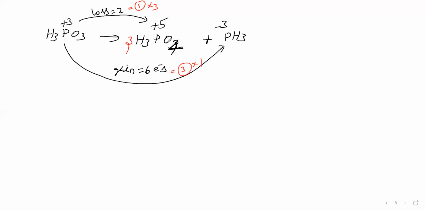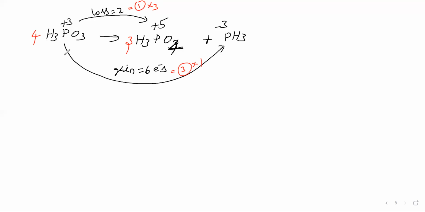So take H3PO4 3 times, PH3 1 time. Phosphorus here is 3, here 1, totally 4. So keep 4 here. Now we will balance oxygen. 4 3s are 12 oxygen, 3 4s are 12 oxygen, balanced. Hydrogen: 4 3s are 12, here 3 3s are 9, here 1 3. So 12 hydrogens. Hydrogens are also balanced.